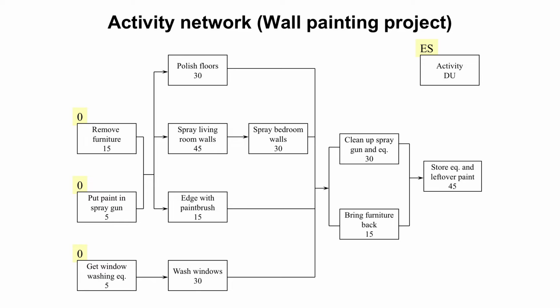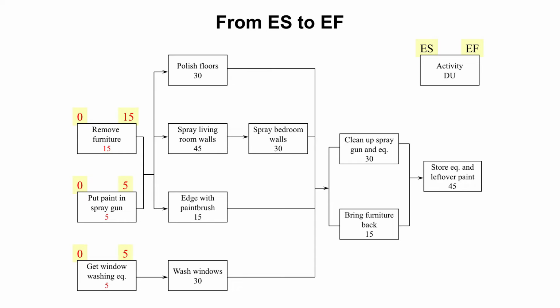And as you can see, the very first activities that don't have predecessors have the early start, or earliest start, of 0. So we are in the time point 0 here. Then we calculate the early schedule. And we do it by taking the early start, then adding the duration. For example, the remove furniture activity, 0 plus 15, then we get the earliest finish of that same activity, which is 15 minutes.